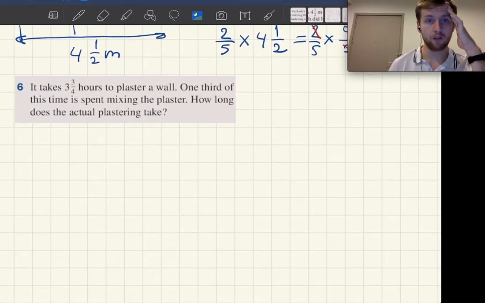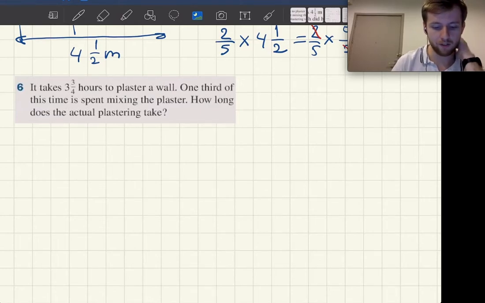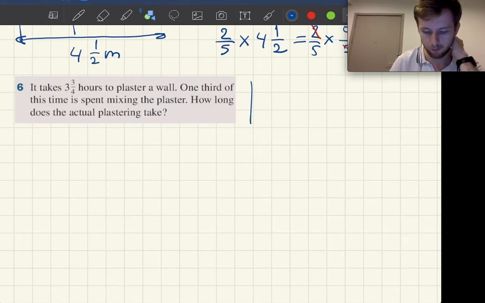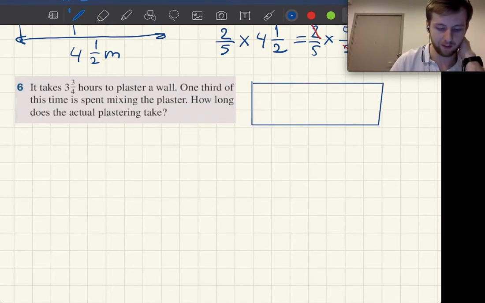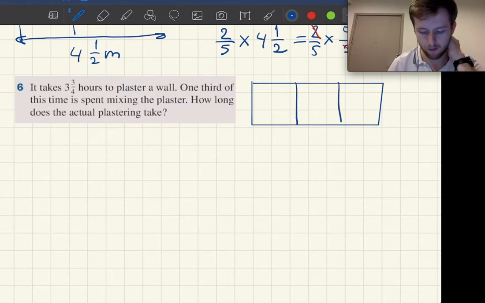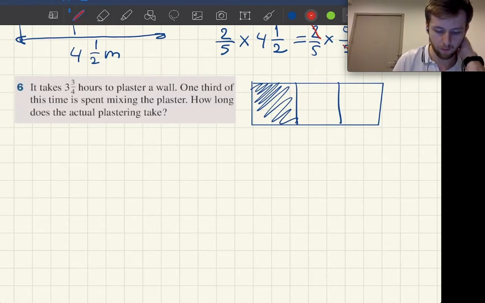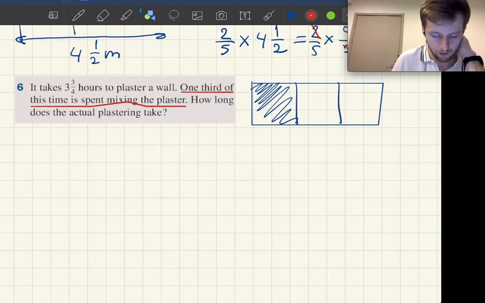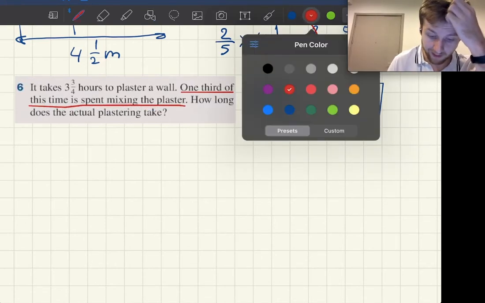So how long does the actual plastering take? 1/3 of that time is spent mixing the plaster. So this is our total time. I will make it pretty. Not that pretty, but something like this. 1/3 of this time is spent mixing the plaster. Let me do it properly, like this. I'm still figuring it out.